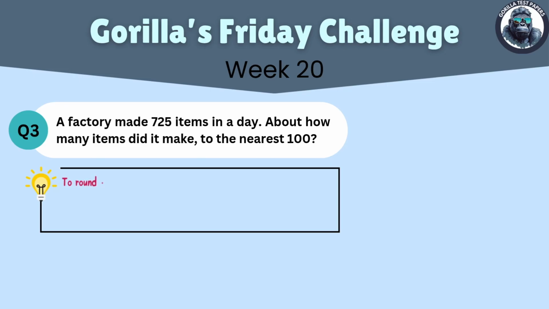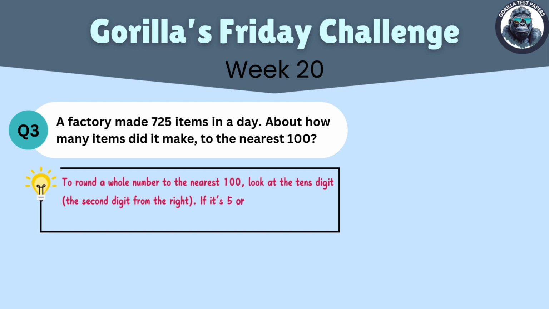The learning point for this question is that when rounding a whole number to the nearest 100, look at the digit in the tens place, which is the second digit from the right. If that digit is 5 or more, we round up to the next 100, and if it's 4 or less, we round down to the previous 100.